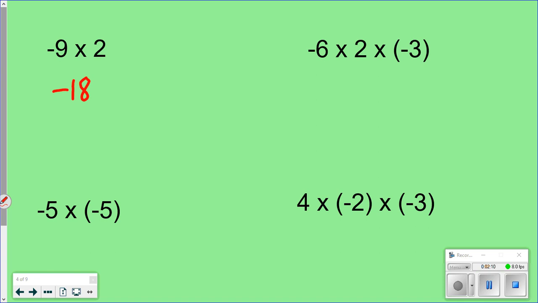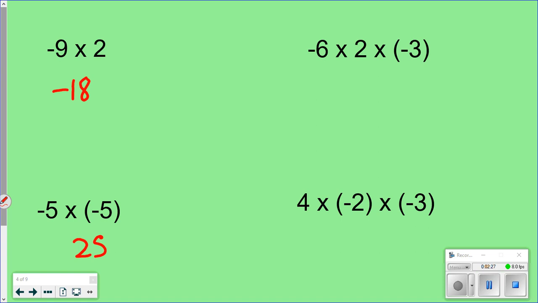Down here I have negative 5 times negative 5. First do the math. 5 times 5 is 25. Then you say to yourself, what's my sign? A negative and a negative should be a positive. Now you don't have to put a plus sign in front of the 25 because when we talk about positive numbers, we usually just have it as a number. We don't put a sign in front. So it's not necessary to put a sign.